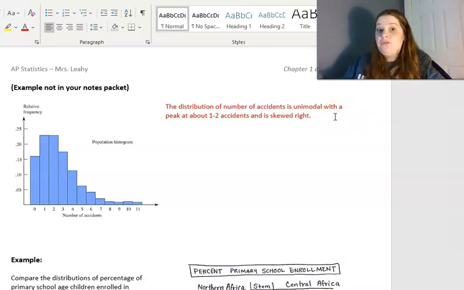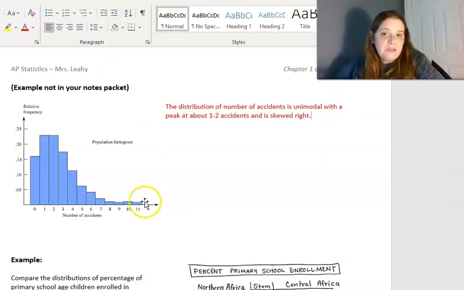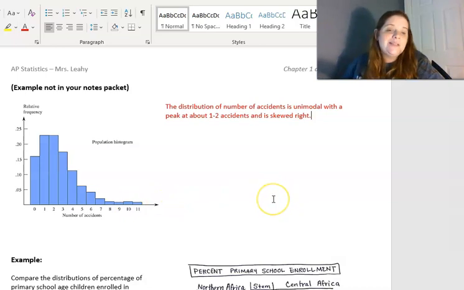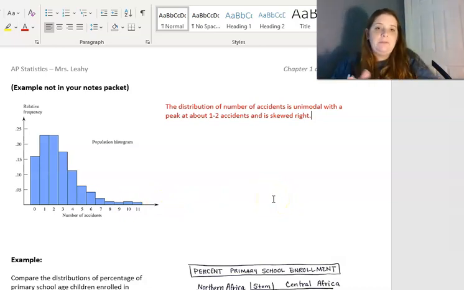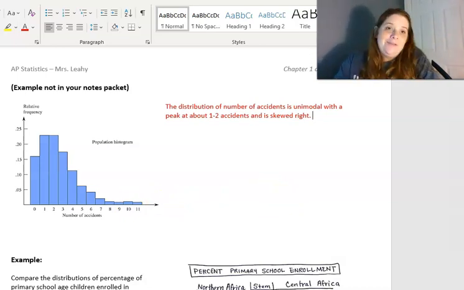The next thing I'd want to look for is outliers. And I don't see any outliers here. I don't see anything even really unusual happening. There's no points that seem separate that don't seem to follow the trend. So because there's not, I'm not even going to mention it.